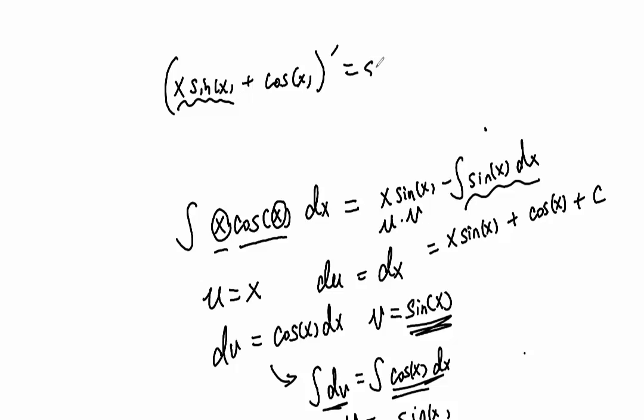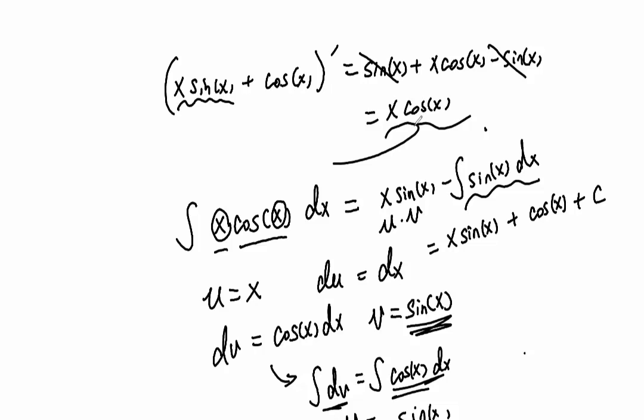First, the derivative of x is 1, times sine, plus x times the derivative of sine, which is cosine. The derivative of cosine is negative sine. So sine and negative sine cancel out. The result will be x cosine x. That's exactly the function we started with. That's it. Any questions?